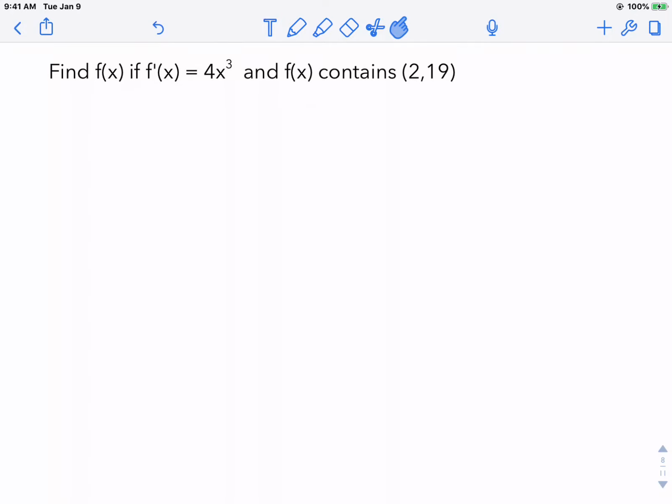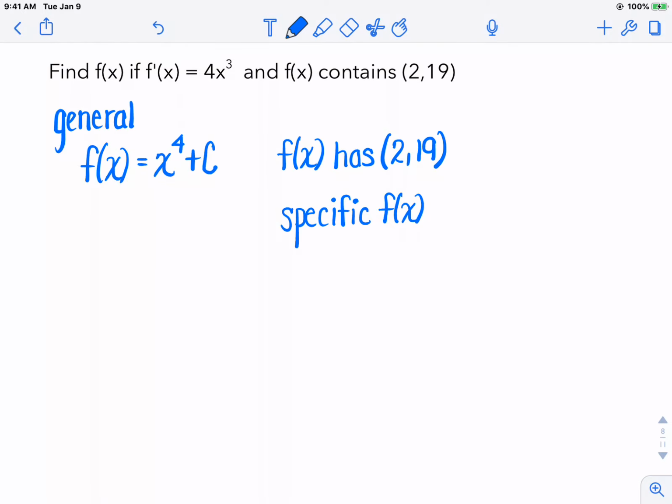So now we'll do one where there should be a specific constant. Start by pausing the video and first just find the general antiderivative for this function. Your general antiderivative would be x to the 4th plus a constant. Then we have to take that specific information they gave us. They said the curve f of x has to contain the ordered pair (2, 19). So when x is 2, f of x has to be 19.